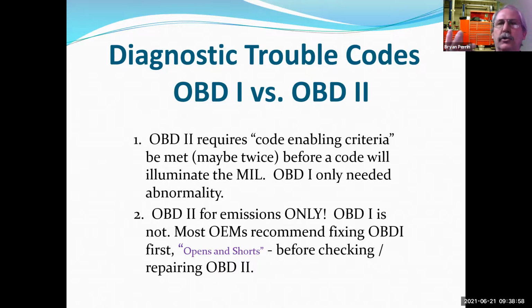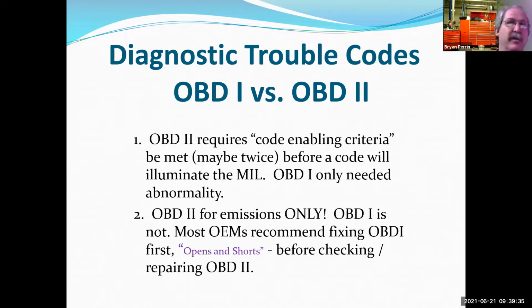Opens or shorts codes are circuit codes. It would be oxygen sensor circuit high, or ECT sensor circuit high, or TPS sensor circuit low. Those are circuit codes. And if a circuit's not functioning correctly, that would certainly affect not only how a system works, but how it's evaluated. We always want to fix circuit codes first. OBD1, with few exceptions, was entirely circuit codes.